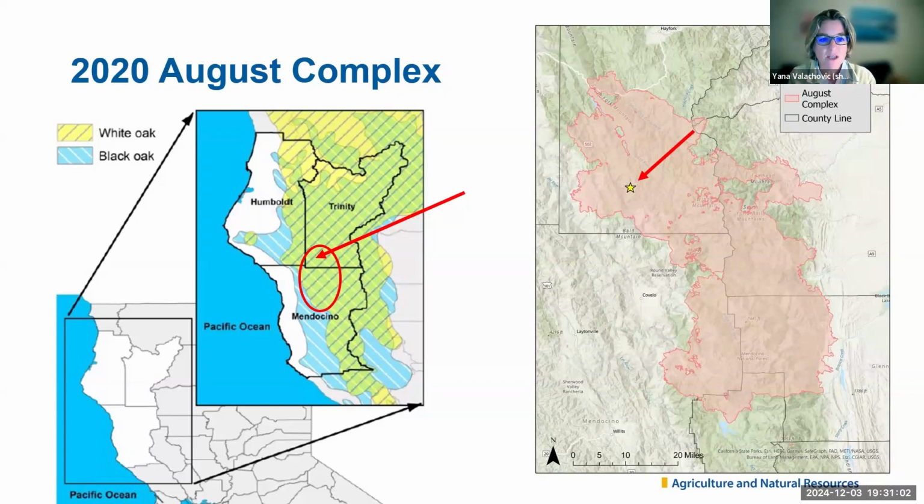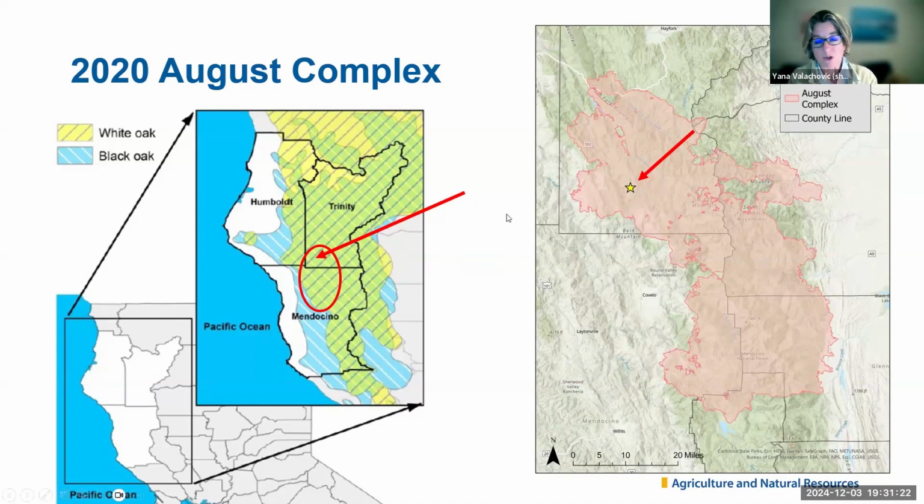The conditions switched somewhere along the way, and it had a big growth day. It grew about 20 miles. And what was helpful for us is that we had a research site located in Trinity County in that period of where the big growth occurred.